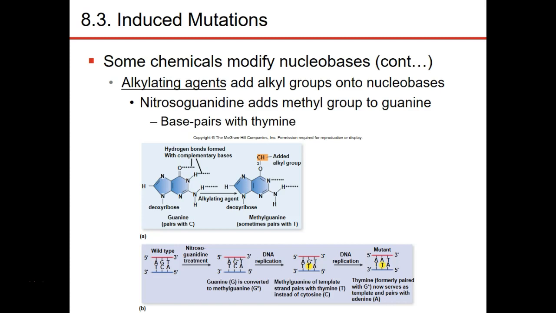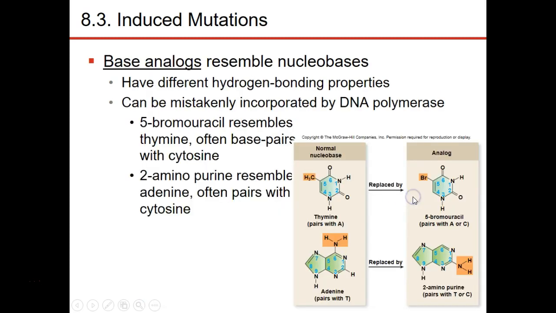So here we have an alkylating agent that adds an alkyl group to a nucleotide. And so here we have guanine that always pairs with cytosine, but when you add an alkyl group to the guanine, it becomes a methyl guanine. And now it can pair with cytosine, but it can also pair with thymine, and that causes a point mutation.